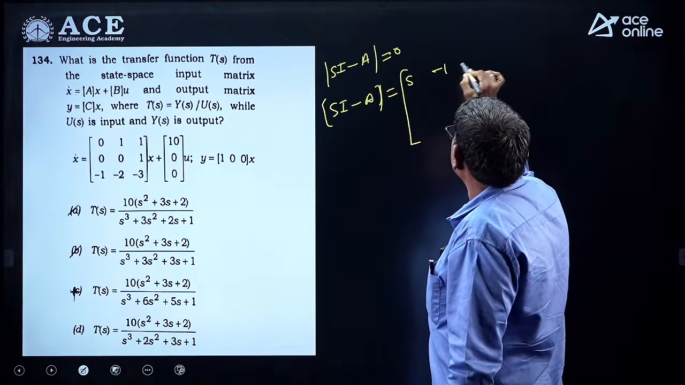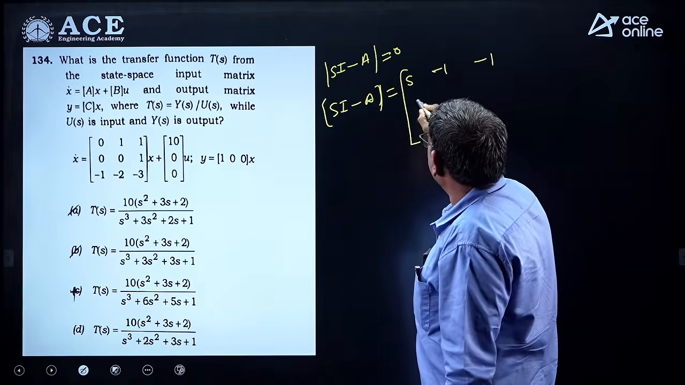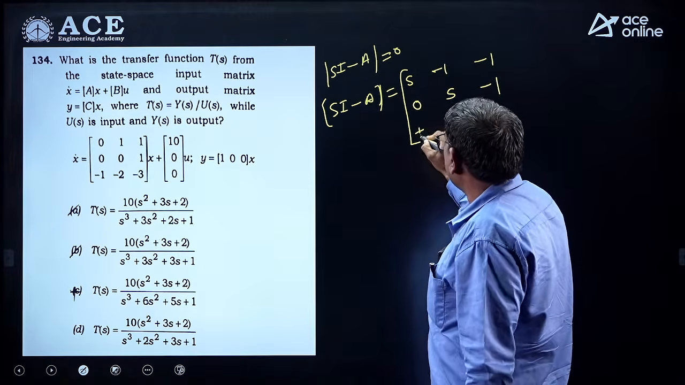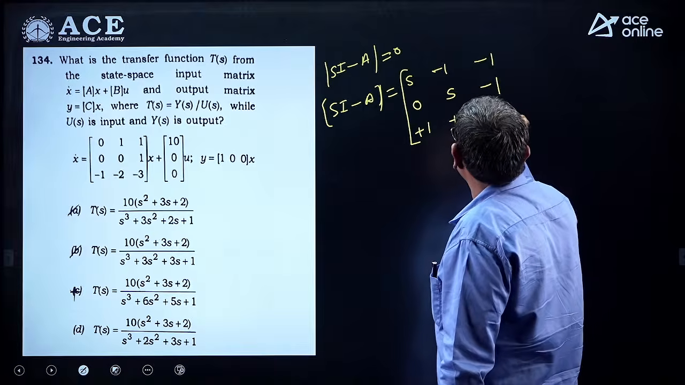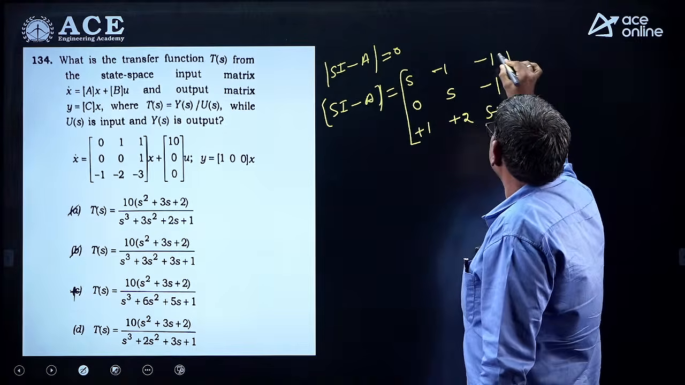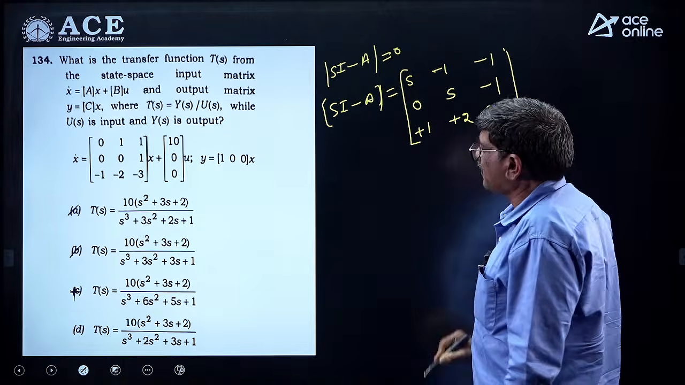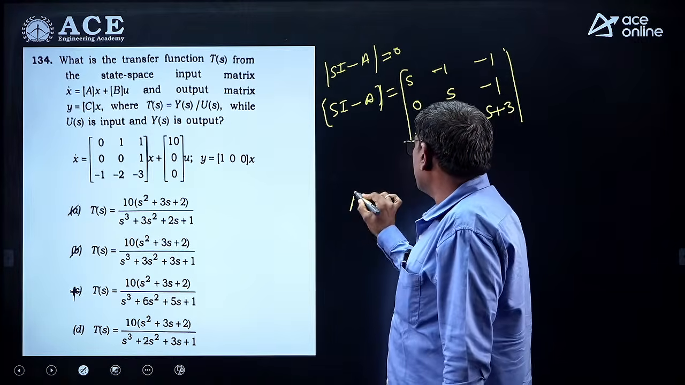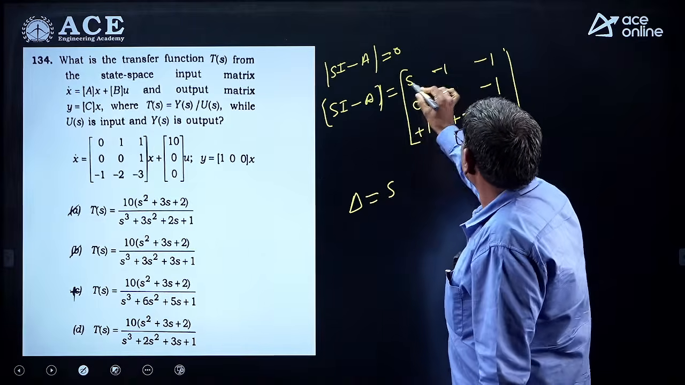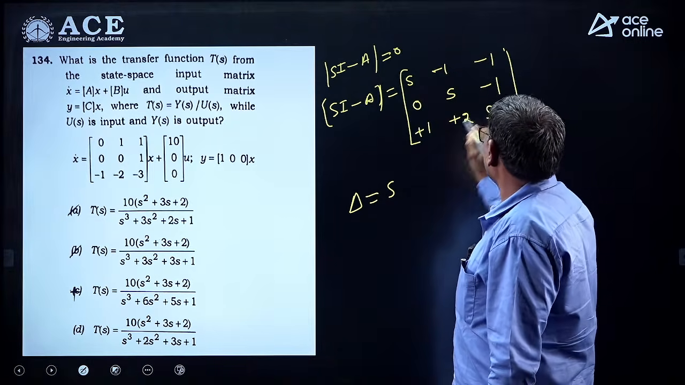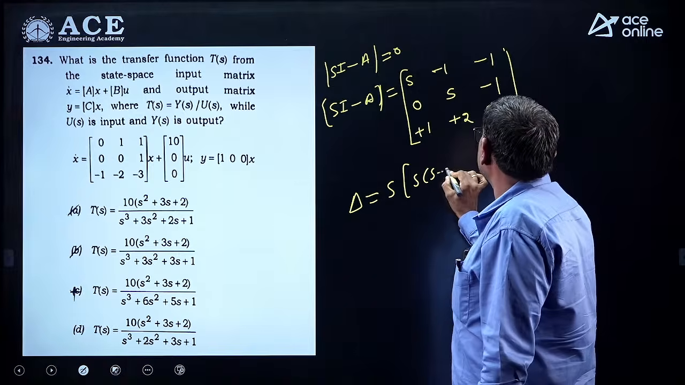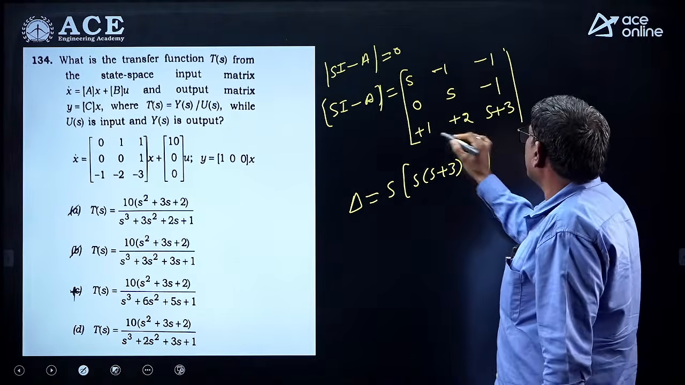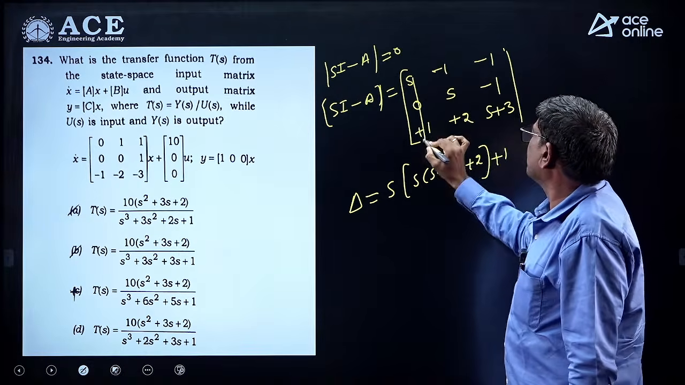S minus 1, 0, here S, here it is minus 1, then it is plus 1, plus 2 and S plus 3. See here, just find the det. You find the det, you will get the answer because the numerator is the same. No need to find the transfer function. So det equal to, take a cofactor here. So S, then what you are getting is S into S plus 3 plus 2. Again here 0, no need to write. Then here plus 1, you take this.